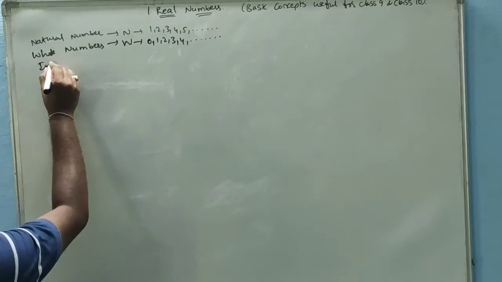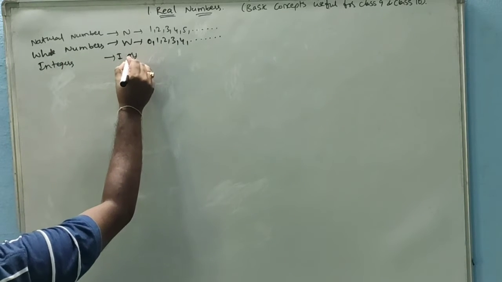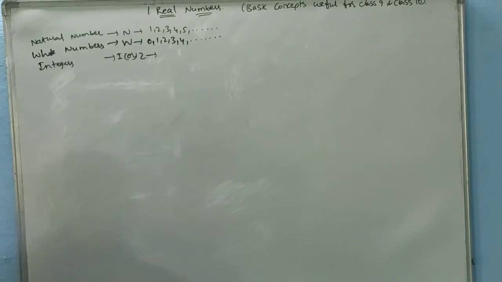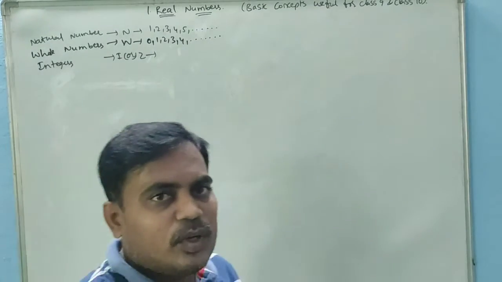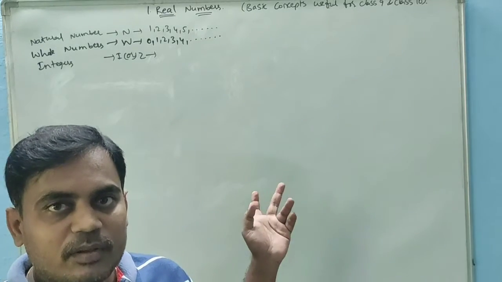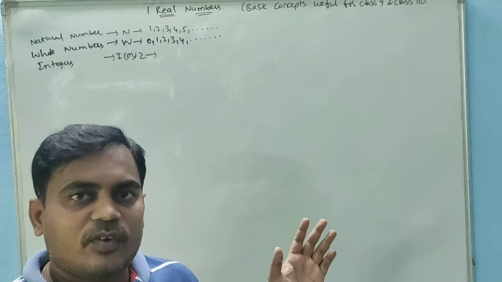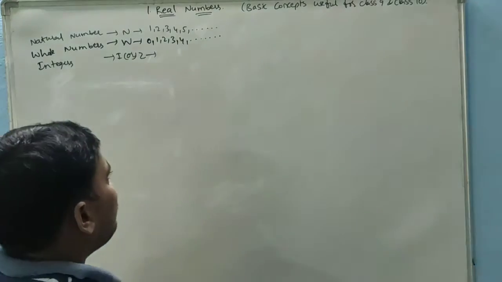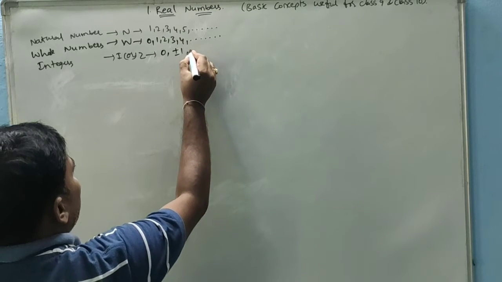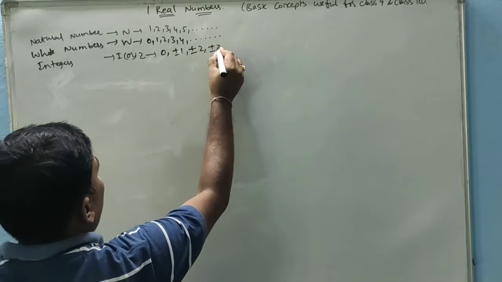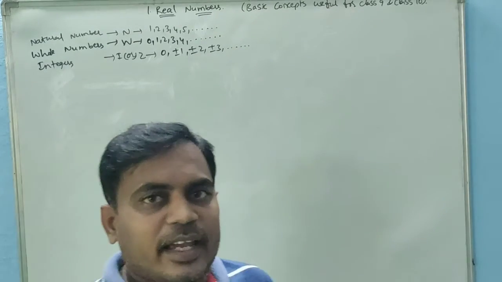Next, integers are denoted with either capital I or capital Z. The integers are positive numbers and negative numbers: 0, +1, +2, +3 and so on, and -1, -2, -3 and so on. Simply, I am taking 0, +1, -1, +2, -2, +3, -3, like this. These numbers are called integers.